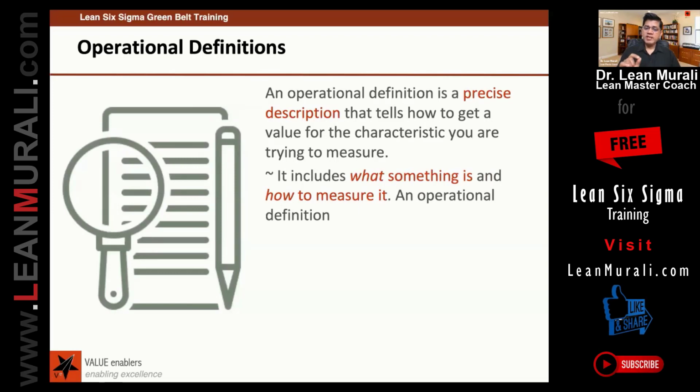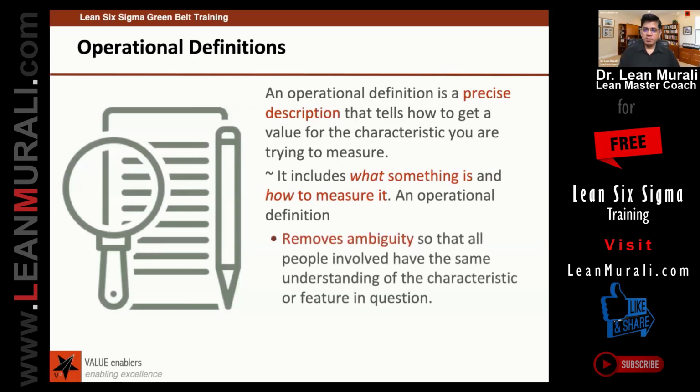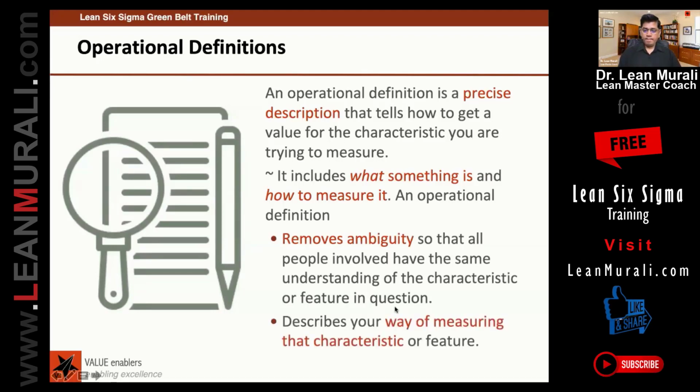It includes what something is and how to measure it. It removes ambiguity so that all people involved have the same understanding of the characteristic or feature in question. And it describes the way that you measure that characteristic or feature.